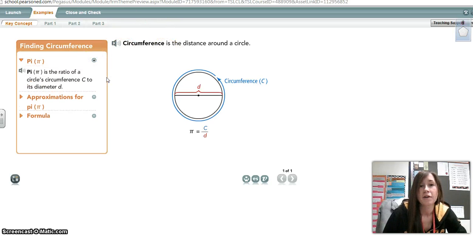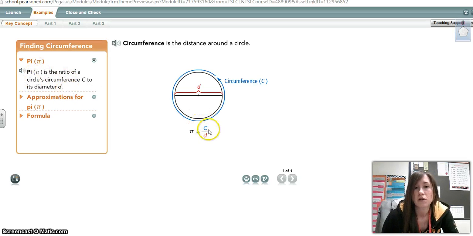Pi, we all know as the value 3.14. It actually never ends and never repeats, so it is an irrational number. You cannot really write it as a fraction. Pi is the ratio of the circle's circumference to its diameter.